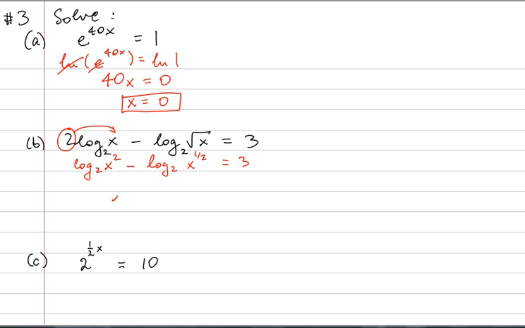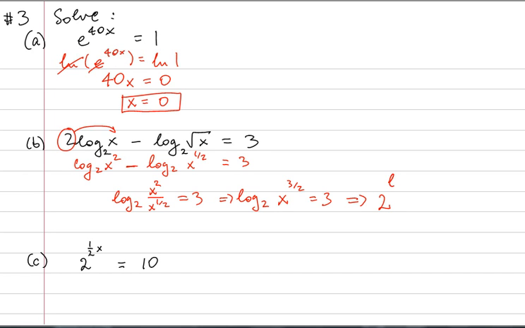Next, I'll have log base 2 of x squared over x to the 1/2. I have x to the 1/2 in the denominator because I have a minus sign. I have a difference of logarithms, equals 3, which becomes log base 2 of, I'll simplify this somewhat, so I'll have x to the power 2 minus 1/2, which is x to the power 3/2, equals 3.